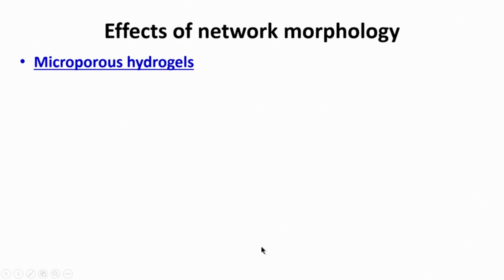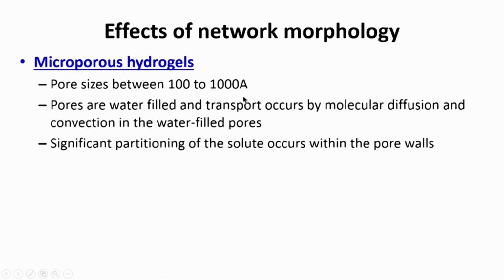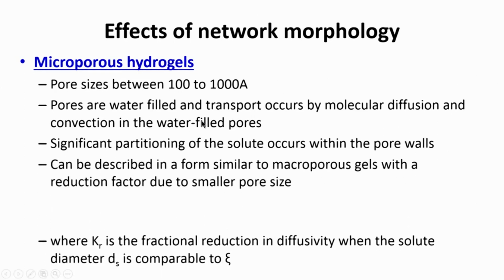What about a microporous hydrogel? As the name suggests, with micropores we are talking about smaller pores, not as big as what we defined earlier. These could be 100 angstroms to 1000 angstroms or even smaller. These pores are water filled, and the transport across them is essentially by molecular diffusion and convection in the water filled pores. There is a lot of partitioning that is going to happen on the solute within these pore walls, and this can be described in a form similar to the macroporous gels with a reduction factor.